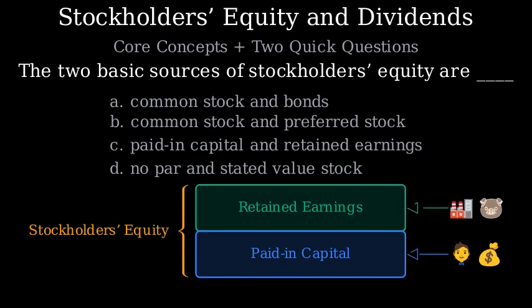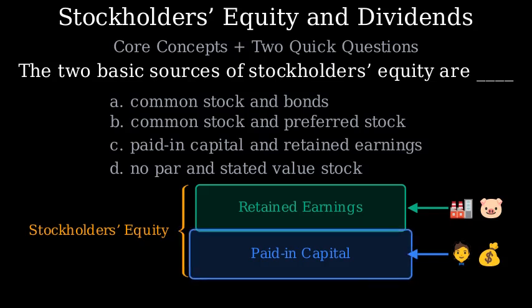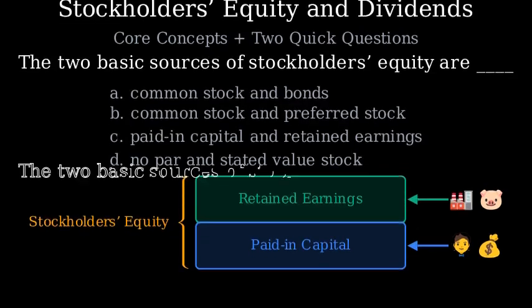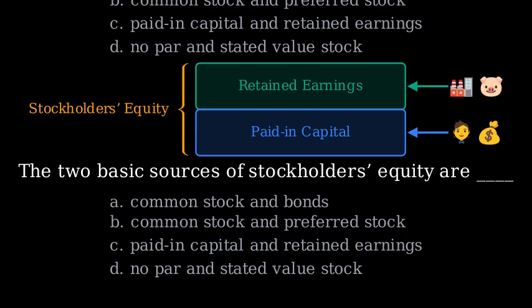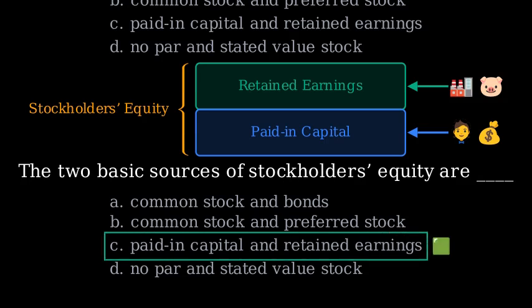Stockholders' equity comes from two places. 1. Paid in capital. Money owners contributed when shares were issued. 2. Retained earnings. Profits the company kept and did not pay out as dividends. Together, these form total stockholders' equity. So, the two basic sources are paid in capital and retained earnings. The correct answer is option C.